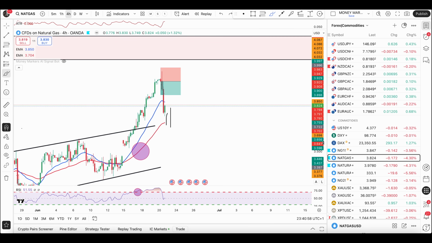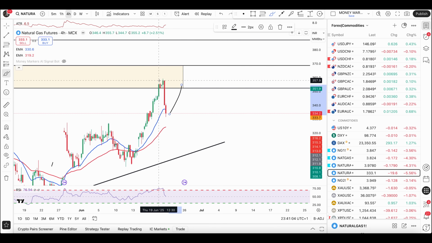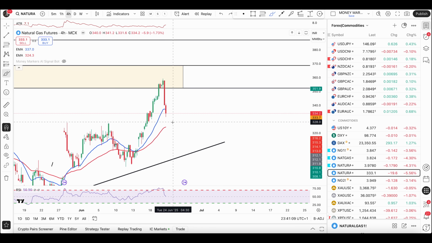So very simple. These are the conditions I'm looking at for my trades. For MCX audience, simply look for your double top all the way from here and look for your short trades from here. And you can also look for pullback entry bullish. If you have an engulfer above 50 EMA, we are good to go long from here.